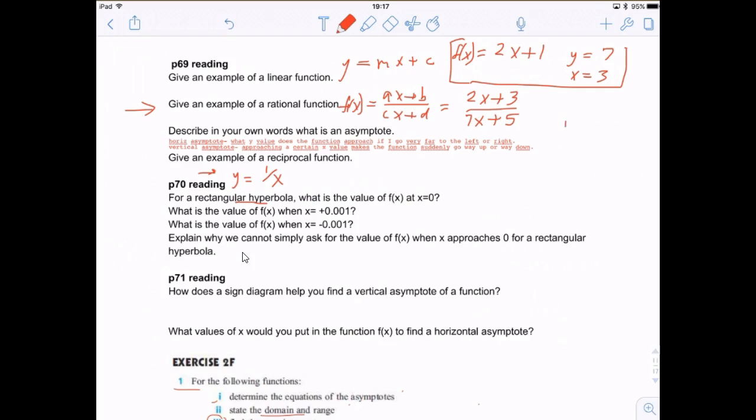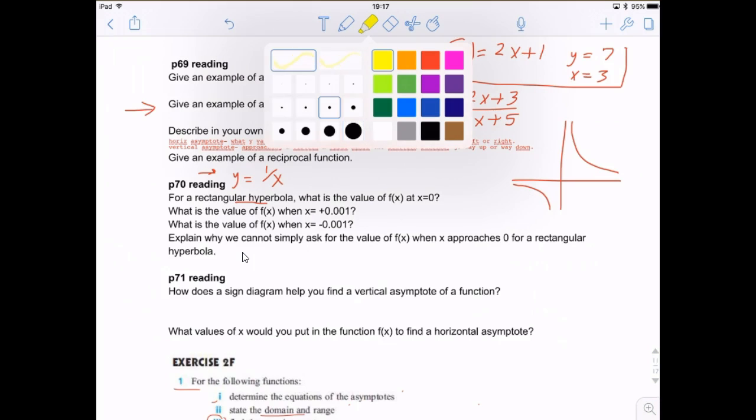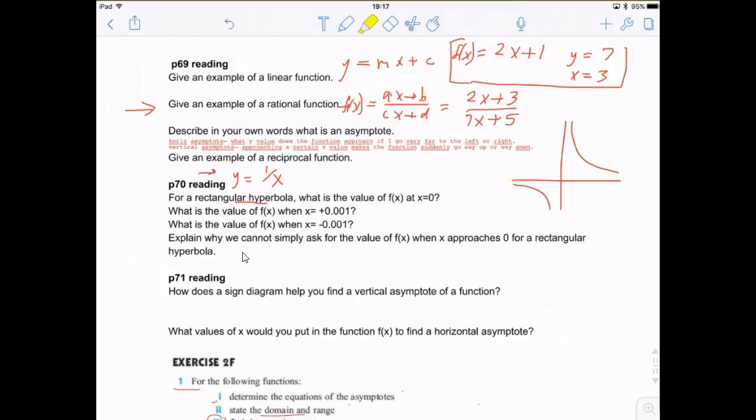So if I graph that, basically what I'm going to get is something that looks kind of like this. And really the x-axis and the y-axis are going to be horizontal and vertical asymptotes in this case. I'm going to draw those with yellow lines. So what is the value of the function 1 over x at x equals 0? That's going to be 1 over 0.